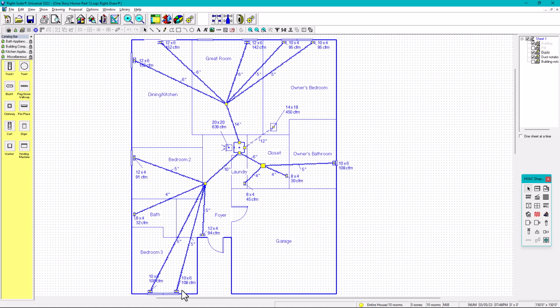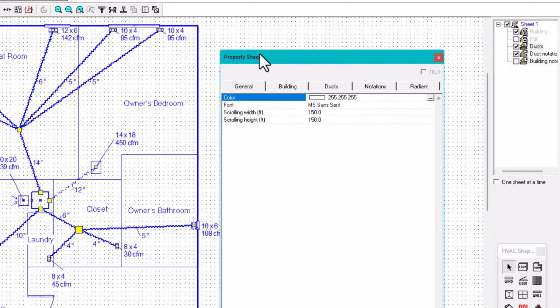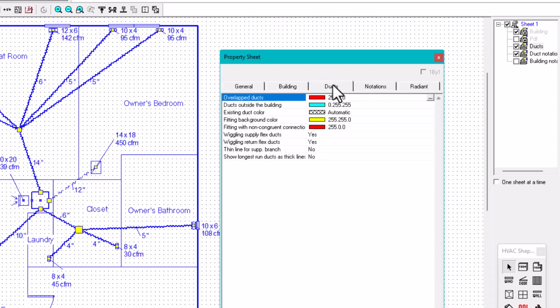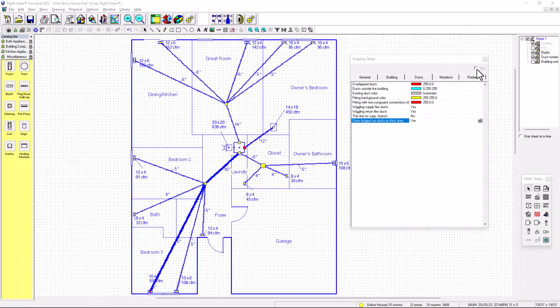So in order to find what we call the critical path, the longest distance between the longest return and the longest register, you go here in Wrightsoft, you right click. Once you right click, you're going to be able to find the properties sheet. Once you have the properties sheet, you're going to go to ducts. Here we have 5 tabs. So under ducts, you're going to be able to find this: show longest run ducts as thick lines. So instead of no, you're going to click here and put yes, and then you click enter. There we go.